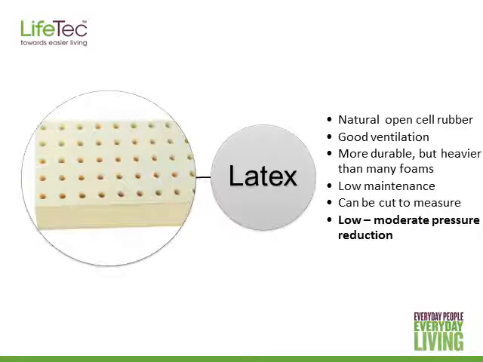Another type of material used is latex, which is made from a natural rubber. It has an open cell structure and therefore tends to have good ventilation. It also tends to keep its shape better than many foams and is therefore more durable. It may last up to approximately 20 years for a high quality pure latex cushion. However, it does tend to be heavier than foam. Minimal maintenance is required and it can be cut to measure in different sizes and heights.